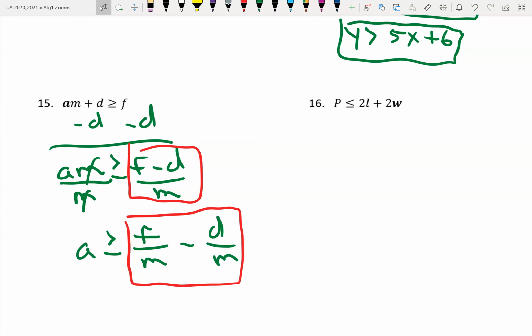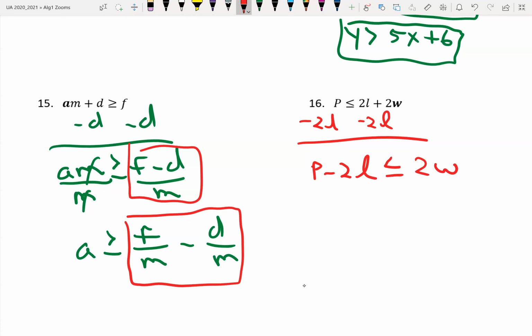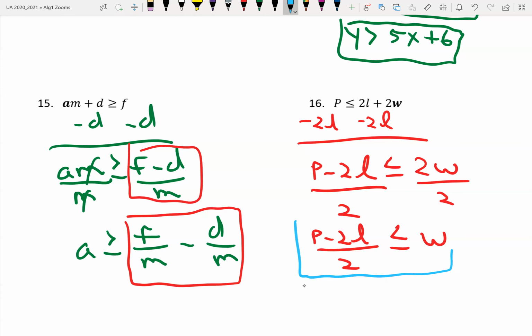Lastly, number 16. Solving for w, we begin by subtracting the 2l on the left and the right. Left side expression p minus 2l. Right side expression 2w, dividing by our coefficient 2. We are left with w is p minus 2l over 2. Totally fine way to write this.